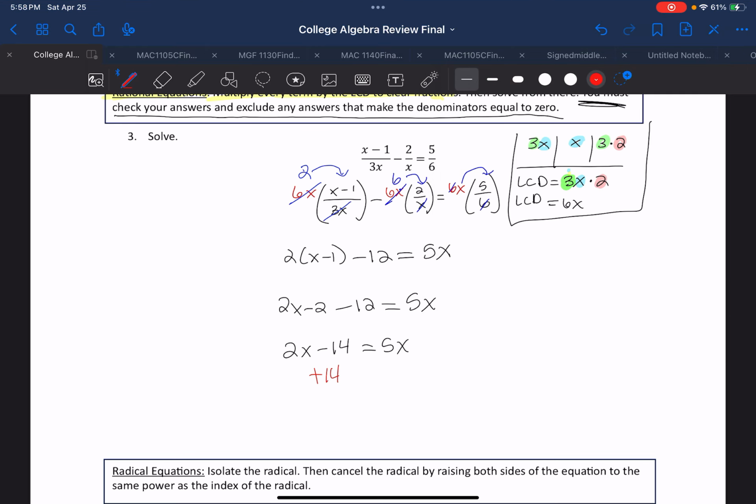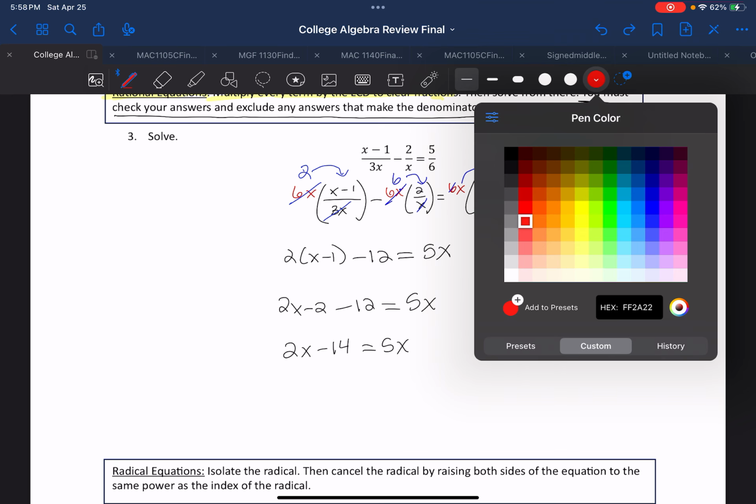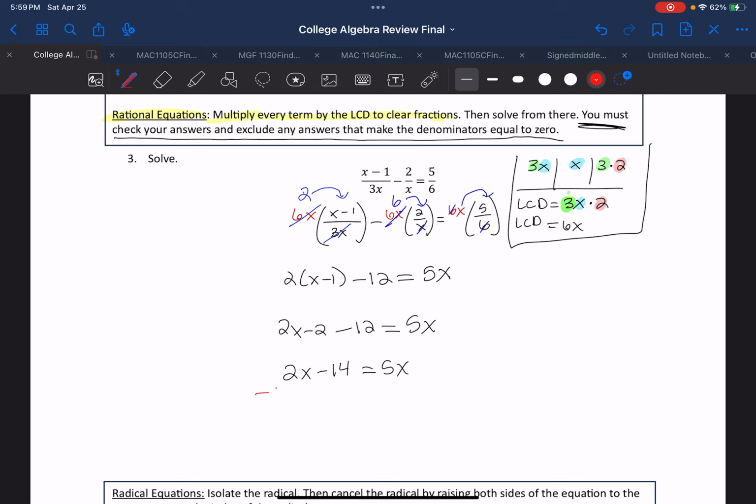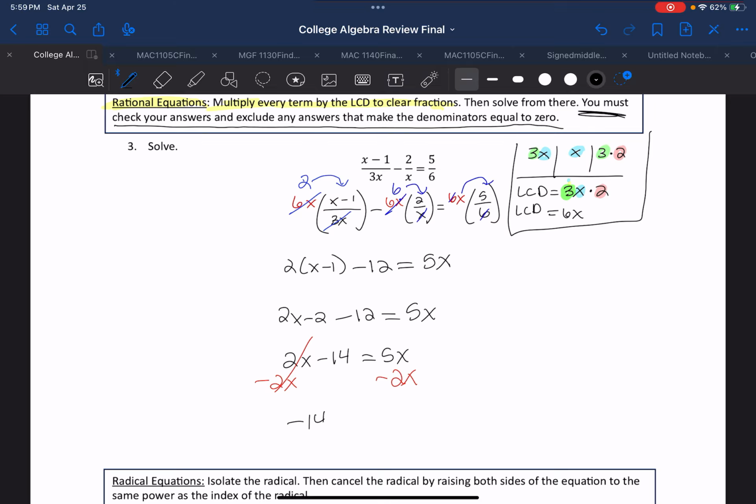Add the 14 to both sides. Or, I'm sorry, let me back up. Well, I will need to do that, but actually, the quickest way to solve it would be to subtract the 2x, because I want to get all my variable terms to one side. So I canceled that 2x on the left and moved it to the right so I can combine those like terms. So that'll leave me with negative 14 equals 3x.